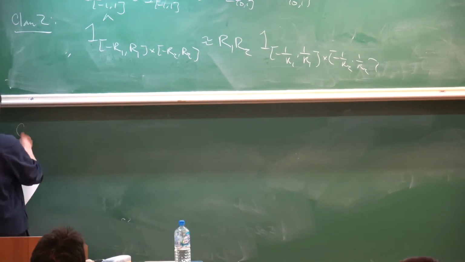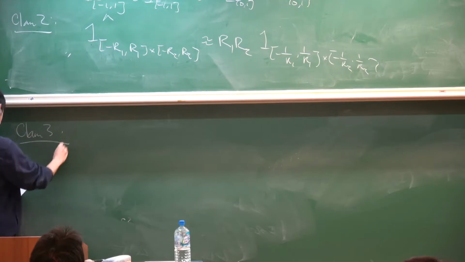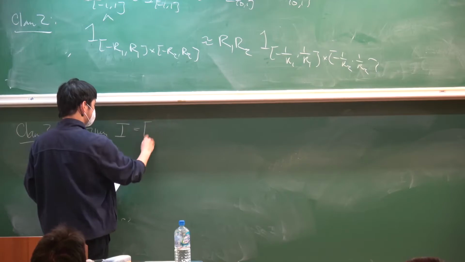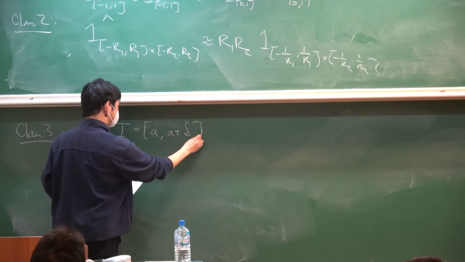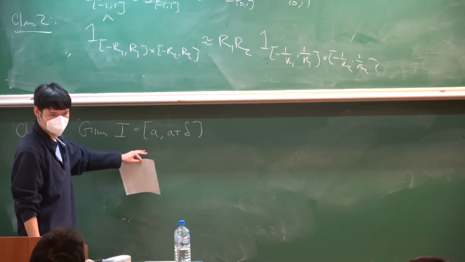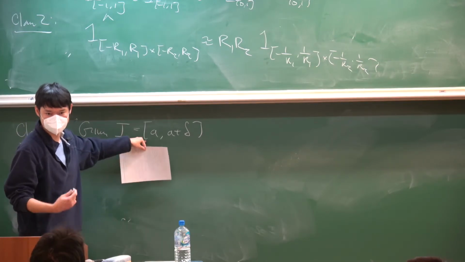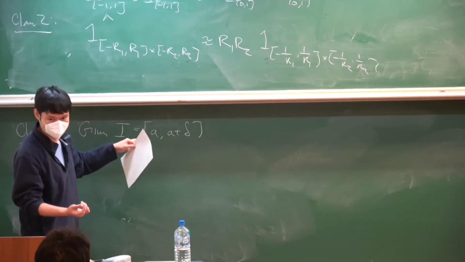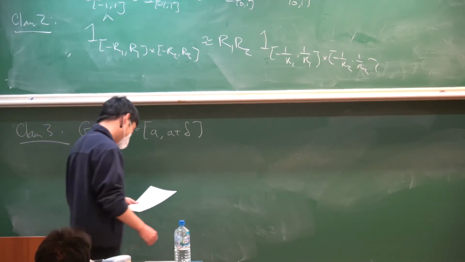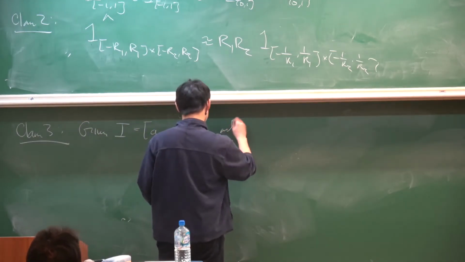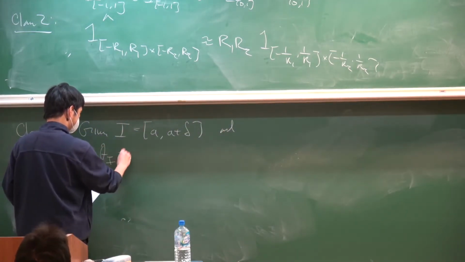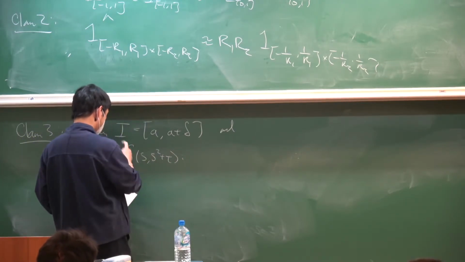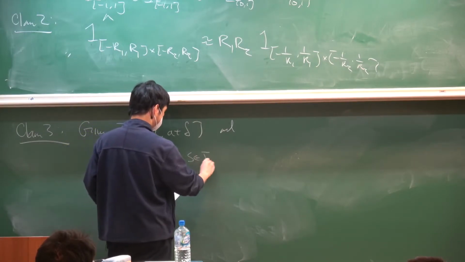Okay, so claim 3. Given I is [a, a + delta], where a is the left endpoint. Of course, if you pick any point inside the interval I, it's fine, because we don't distinguish left endpoint, right endpoint, or the center. They're all the same. And so theta_I, remember, is the delta squared neighborhood of the parabola above I.